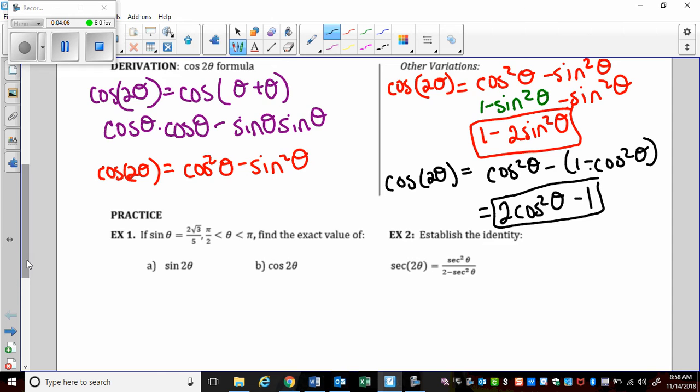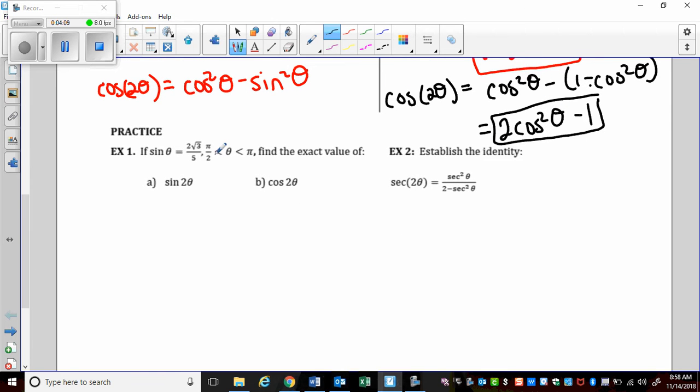Okay, it says, let's do some practice. It says, if sine of theta is 2 square root of 3 over 5, and theta is in between pi over 2 and pi. So we're just going to draw where it is. And it looks like it's in between 90 and 180. We always go down to the x-axis, never to the y. So sine is opposite over hypotenuse, so this is my theta. And my opposite is 2 square root of 3. My hypotenuse is 5. I need to use the Pythagorean theorem to figure out this side. I don't know what this side is.